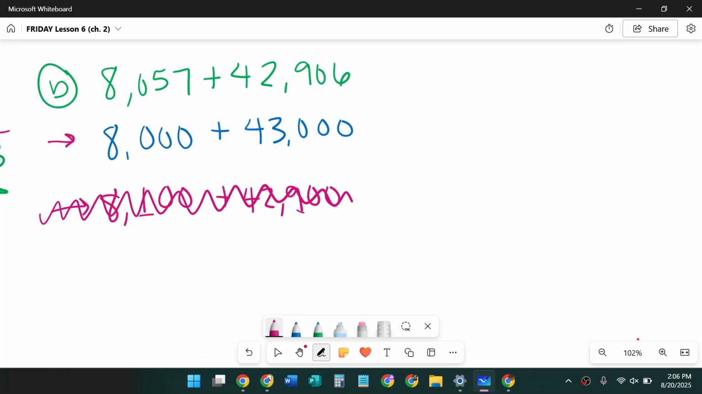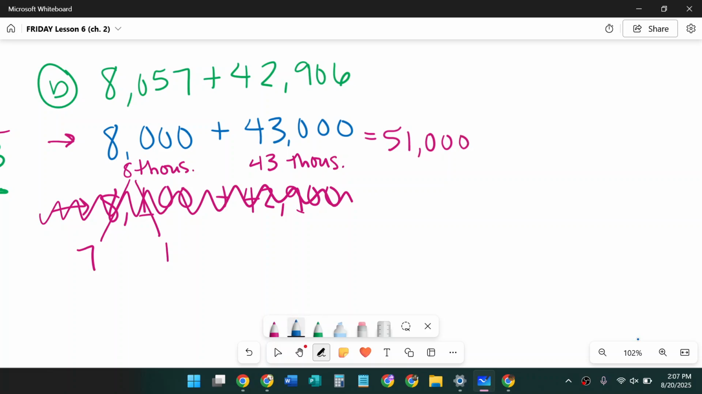So 8 plus 43, because I have 8 thousands and I have 43 thousands, and I can add 8 and 43 in my head. 7 plus 43 is 50, and then the one more thousand for the 8. Just so you know, I'm splitting this into 7 and 1, so I can add it to the 43 easily. So that would be 51 thousands, or 51,000.